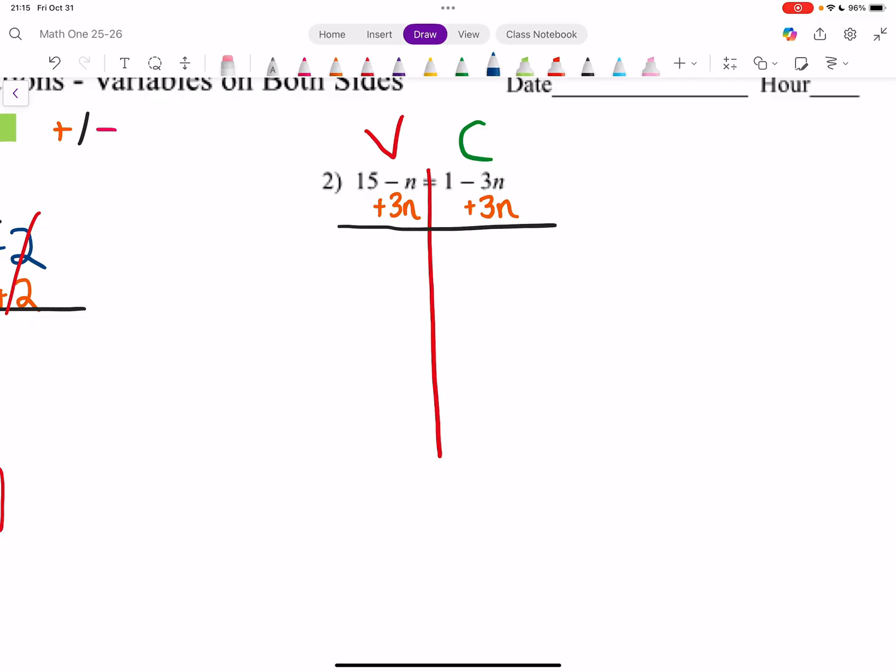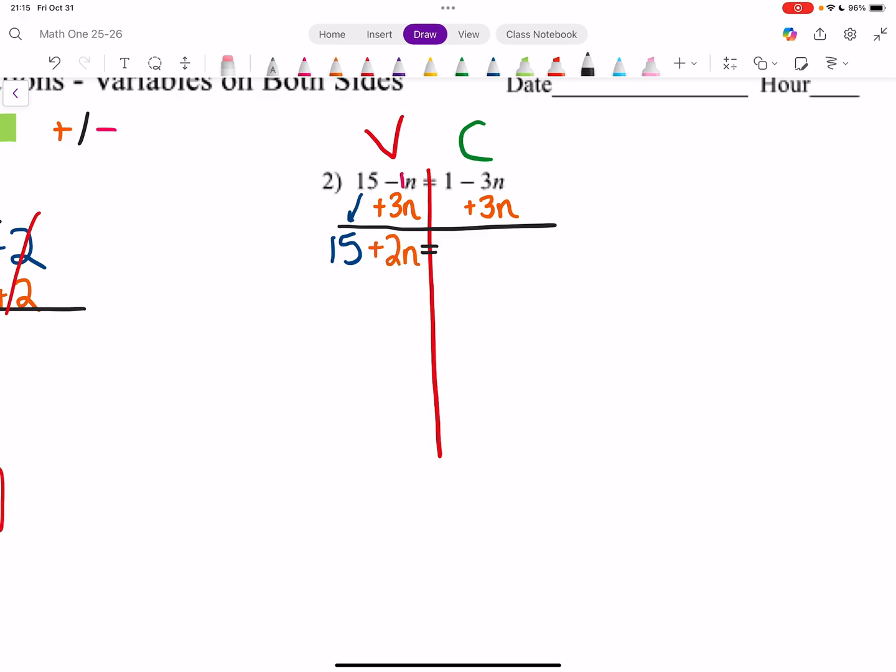As I work from left to right, I notice I'm not doing any math yet with the 15, so I'm simply going to bring it down. And I know what's coming next, so I might need a little bit more room there. Next, I'm going to add these two together. Negative 1n added to 3n is a positive 2n.